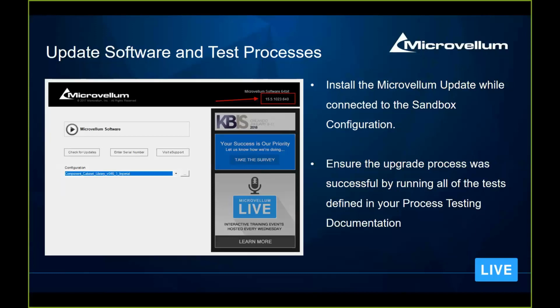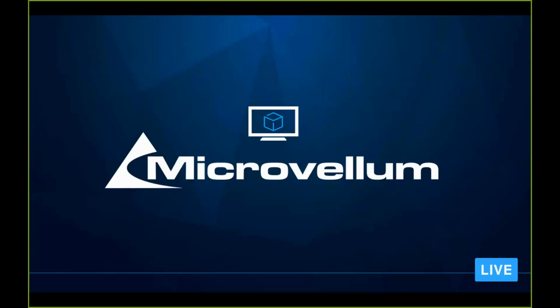If testing verifies successful, then you can determine a schedule to deploy the update to all your production workstations. You'd want to be sure to have a backup of your database. Backups are always very important. Just that way, if anything does go wrong or there's an issue, you have a way to go back. And that's all I had to share today as far as process testing.